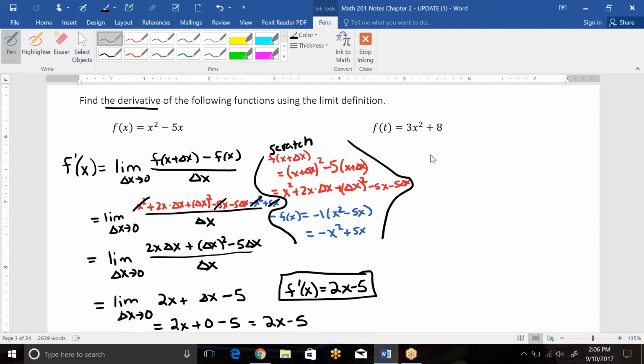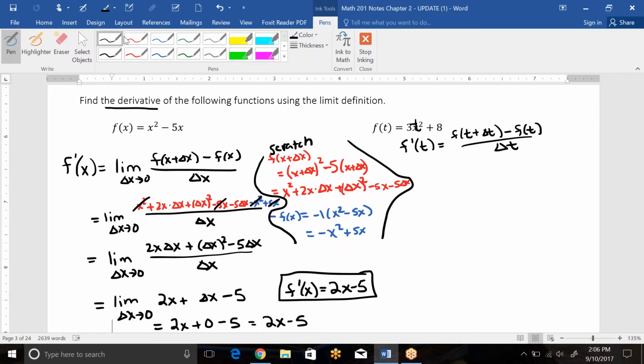All right, so we have another one over here to try. So this would be f prime of t, because notice, and I don't know why this doesn't have a t there, but that should have been 3t squared plus 8. So then we're going to apply f of t plus delta t, because we're just using t's instead of x's, minus f of t all over delta t. So whatever variable you're using, that's what you use for your respect. So your function is in terms of that letter.